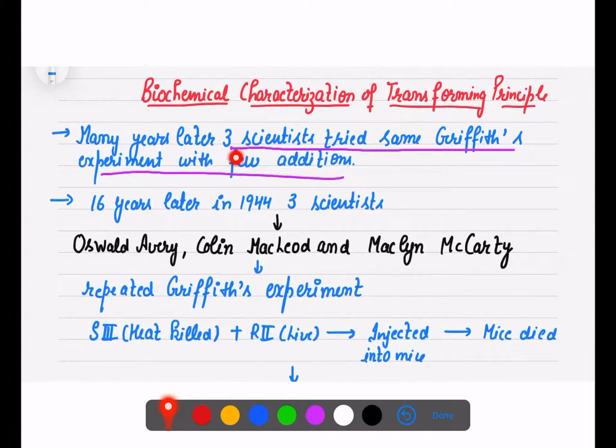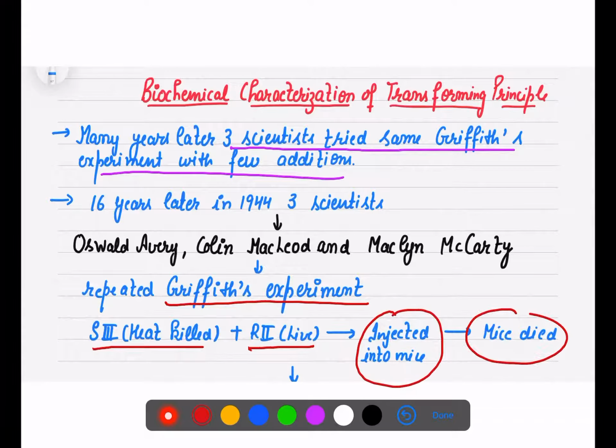Almost 16 years later, in 1944, three scientists, Oswald Avery, Colin MacLeod, and McCarty, Avery, MacLeod, and McCarty, repeated Griffith's experiment. What was the end result? S3 was heat killed and R2 was live. When it was injected into mice, the mice died.